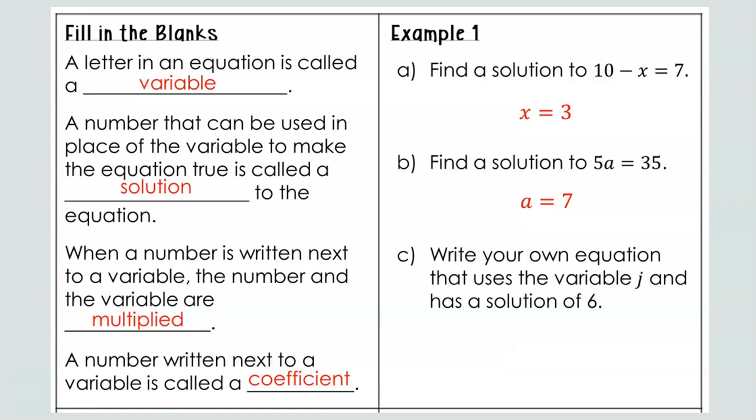Write your own equation that uses the variable j and has a solution of 6. This means that the letter j equals 6 when you solve your equation. I'm going to use j plus 1 equals 7. If I put 6 in place of j, I have the value of 7 when I add 1 to it. Remember, you can use your own, not the one that I have provided.